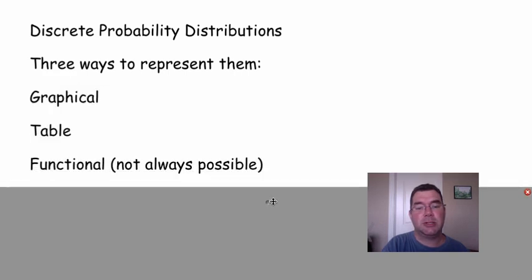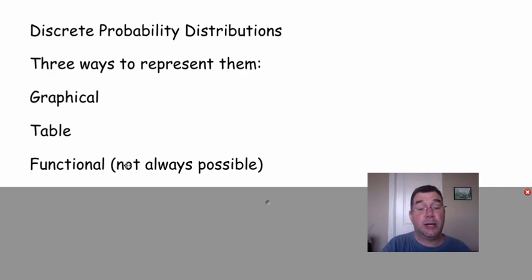You might even be asked to create all three. There's graphical, usually in the form of a bar chart or a column chart. There's a table of values, and you might be able to represent it as a function. You'd have to be careful to list the domain of that function as a list of numbers, because remember, with discrete probabilities, the x's can only take on a list of numbers, not a range of numbers.